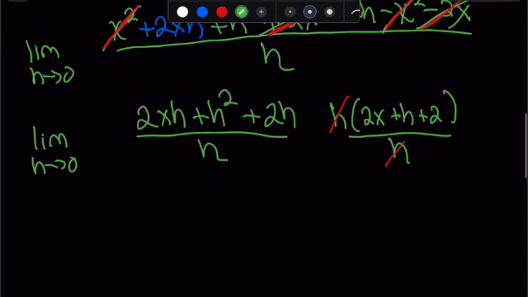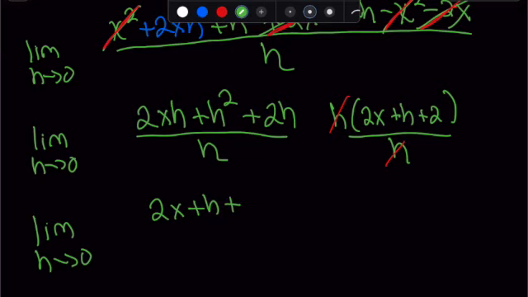So really what's left is the limit as h goes to 0 of 2x plus h plus 2. Now when we plug in 0 for h, this term here just goes away. So using the limit definition, the derivative of x squared plus 2x should be 2x plus 2.